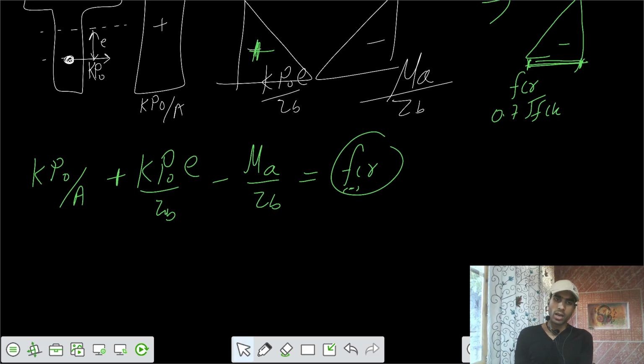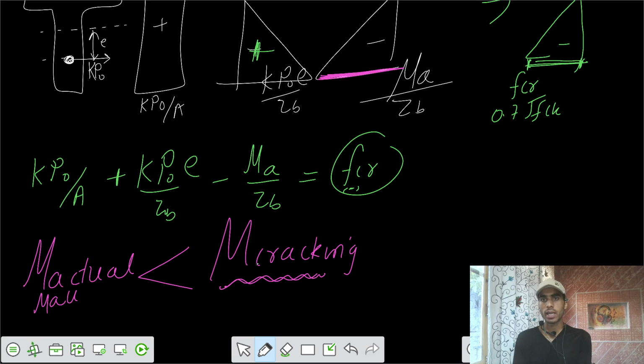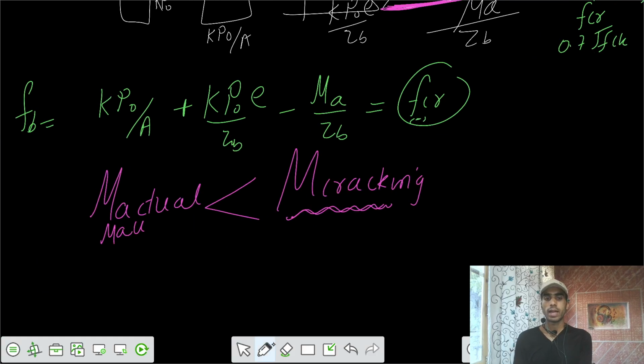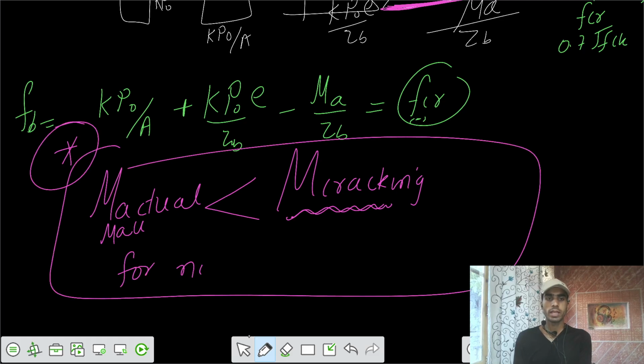Then by definition, the actual moments we are applying, that is all moments, we can call it M all, should be less than the cracking moment, because I don't want cracking of the concrete. The moment that contributes to cracking is the actual moment, so the actual moment should be less than the cracking moment. I have to ensure that the external moments are less than that critical cracking moment. So this is the condition for no cracking of the concrete in the tensile zone.